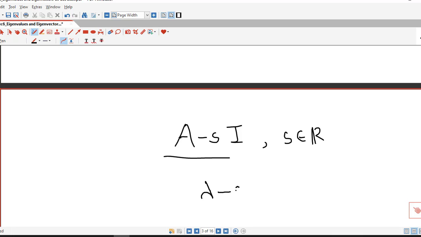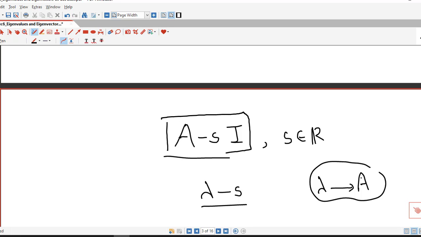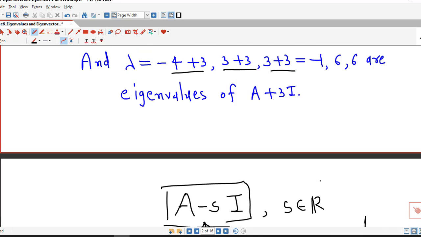So in this way we can find the eigenvalues of this type of matrices for any real number S by simply subtracting S from the eigenvalues of matrix A. If we are asked to find the eigenvalues of this type of matrices, we find the eigenvalues of capital A, and then the eigenvalues of this matrix are obtained by subtracting the scalar S from each eigenvalue of A. So this is all about today's session.